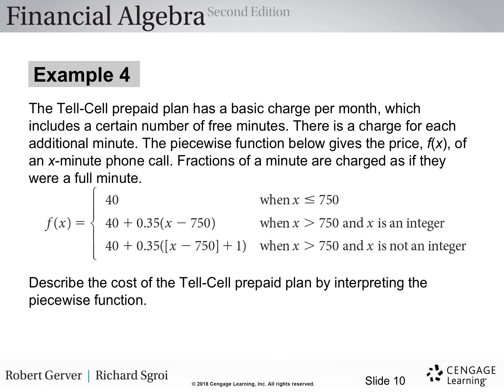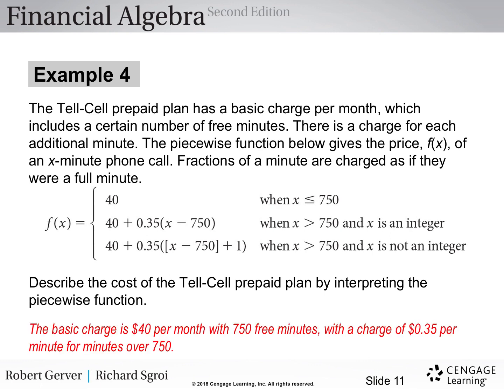And it's equal to 40 plus 0.35 when x is over 750, but it's not an integer, okay? So this is for whole numbers, and if it's less than a whole number, then you add 1 to that. So what does this mean? It means that the basic charge is $40 per month with 750 free minutes, with the charge of 35 cents per minute for minutes over 750.